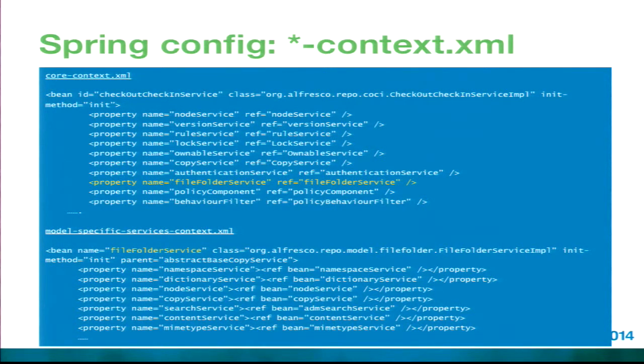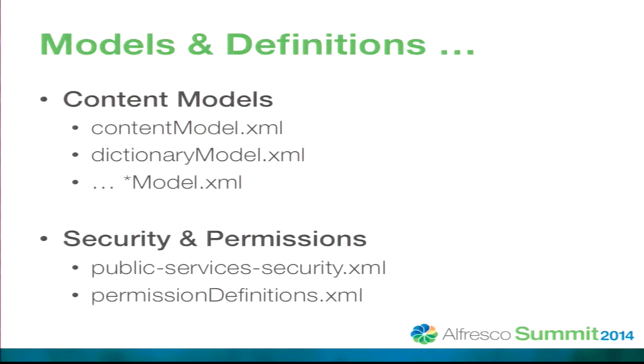And if you then look down into another context file, there's a model that's called the model specific services context file. There's the file folder service defined, which then again pulls in some of the foundational services. And if you look through all those and try and map, you can actually debug Spring and see all the beans. There's a lot of beans. So there's a lot of things that get pulled in if you start the whole repository context.